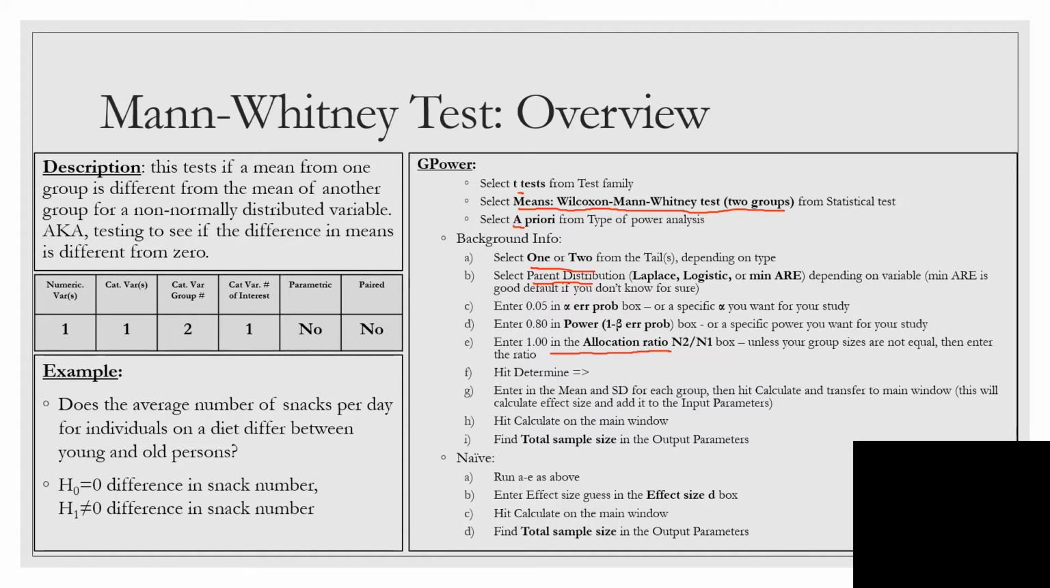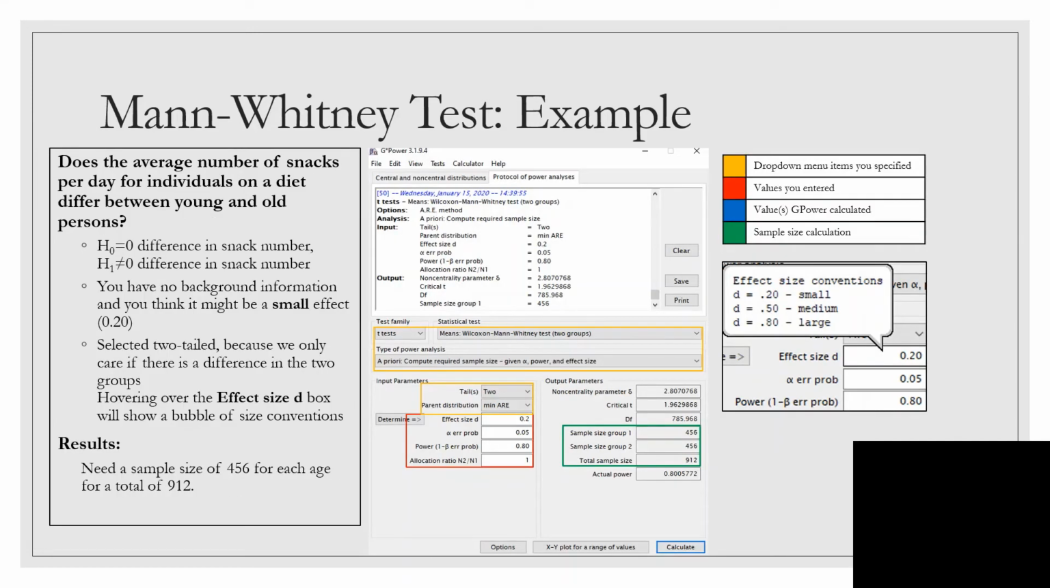If you have background information, you can calculate effect size. If not, you can guess it. Does the average number of snacks per day for individuals on a diet differ between young and old persons? So here, our null is there's no difference in snack number, while the alternative is there really is a difference. I have no background information here, so I'll guess a small effect.